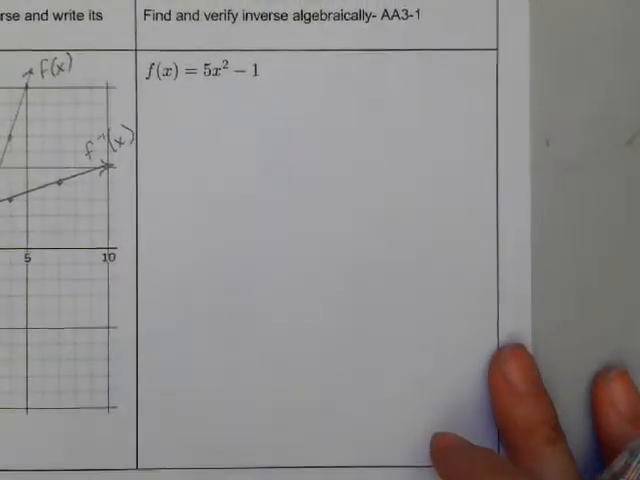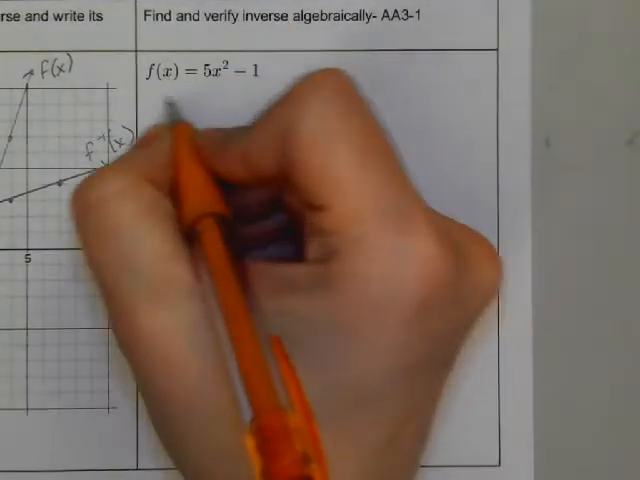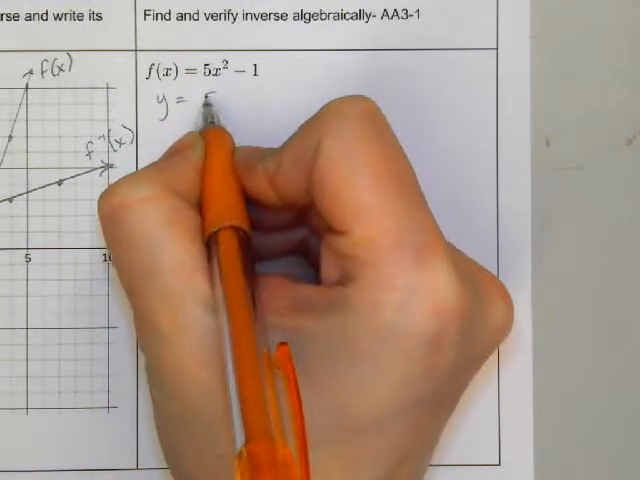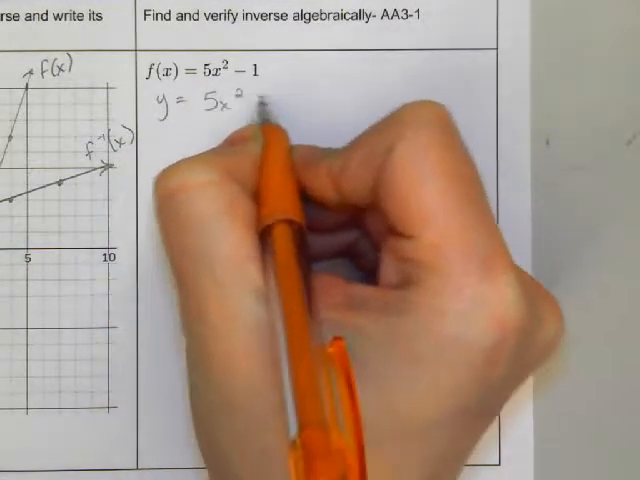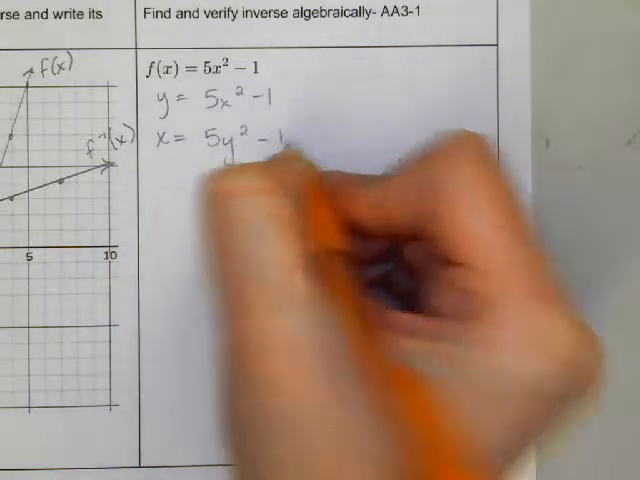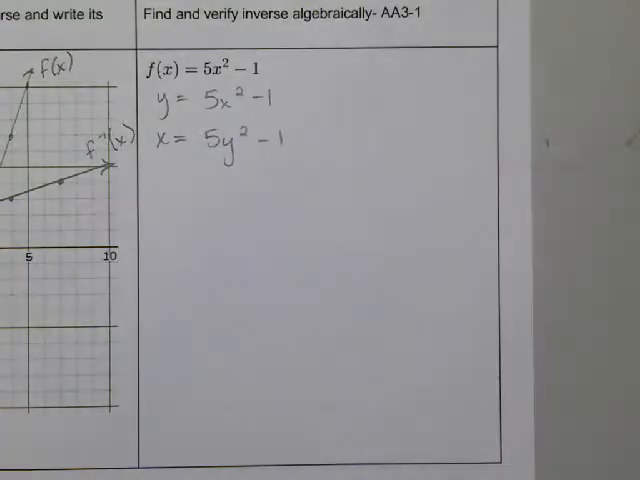Okay, so finding the inverse algebraically, simple enough. f of x is the same thing as y, so y equals 5x squared minus 1. So the first step there is just to swap your x and y. So x equals 5y squared minus 1. And then you need to kind of gradually unwrap that y to get y alone.